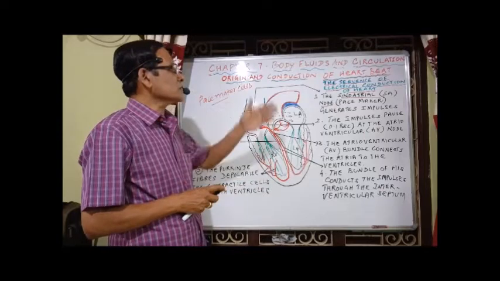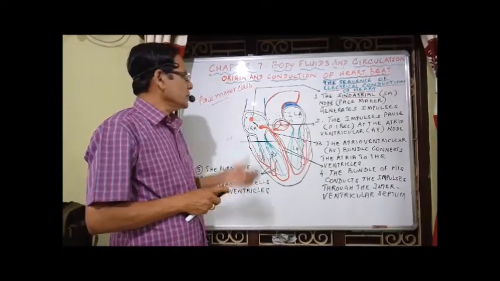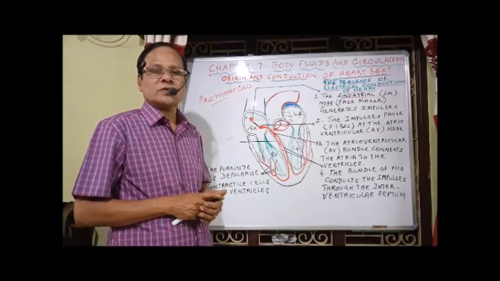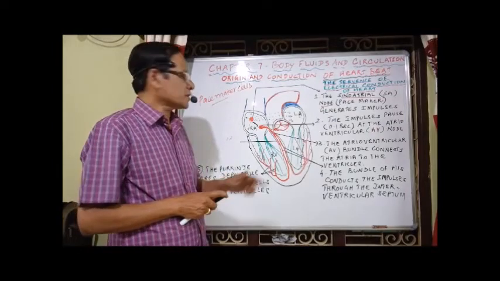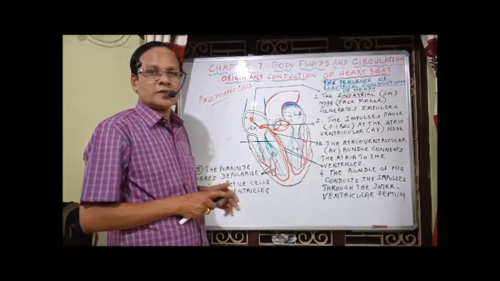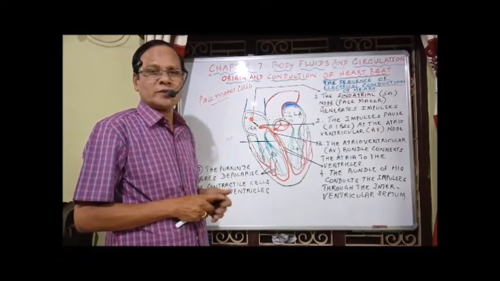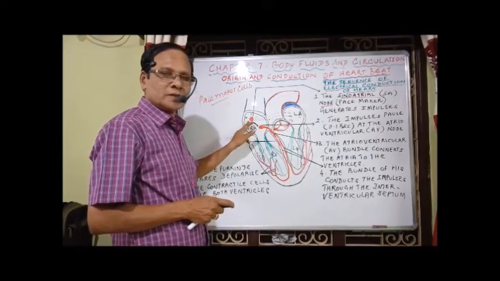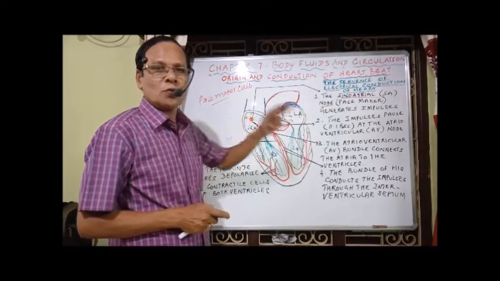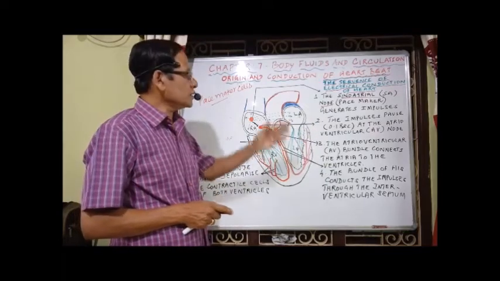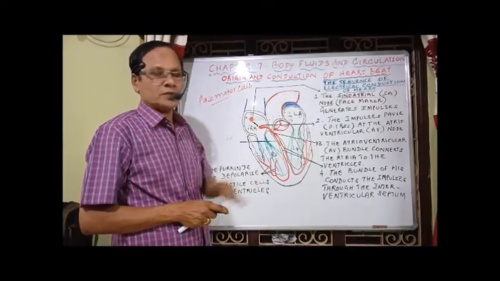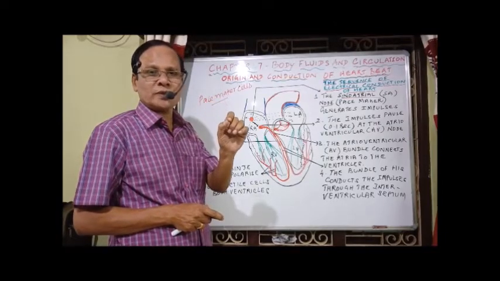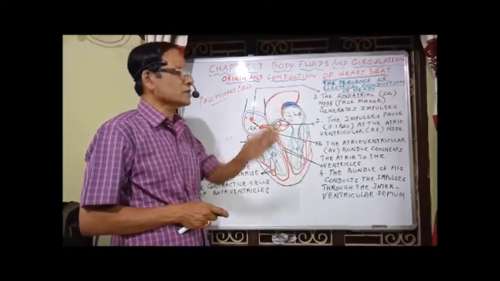Why is it called the sinoatrial node? In frog, there is a structure called the sinus venosus. We have studied it in 10th standard. The sinus venosus opens into the right atrium in frog. In human beings, the sinus venosus is absent. Now this node is present at the junction where the sinus venosus opens in frog. As it is located at the junction of the sinus venosus opening and the atrium, it is called the sinoatrial node.